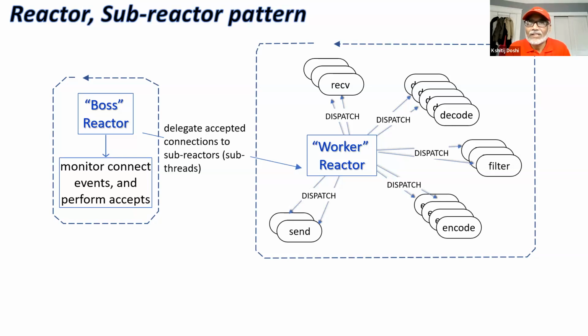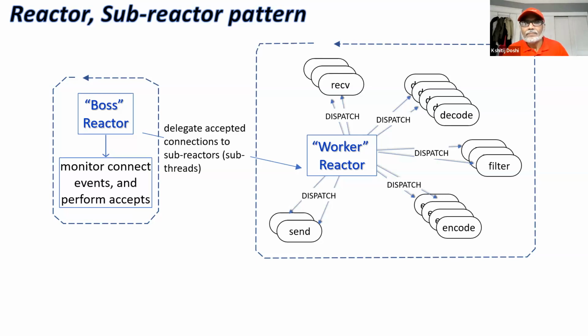the more latency-sensitive and, generally speaking, not computationally intensive pieces may be handled by a boss reactor. It might do high-level things like monitor connect events and perform accepts. And then when those accepts occur, it can delegate the accepted connections to sub-reactors.